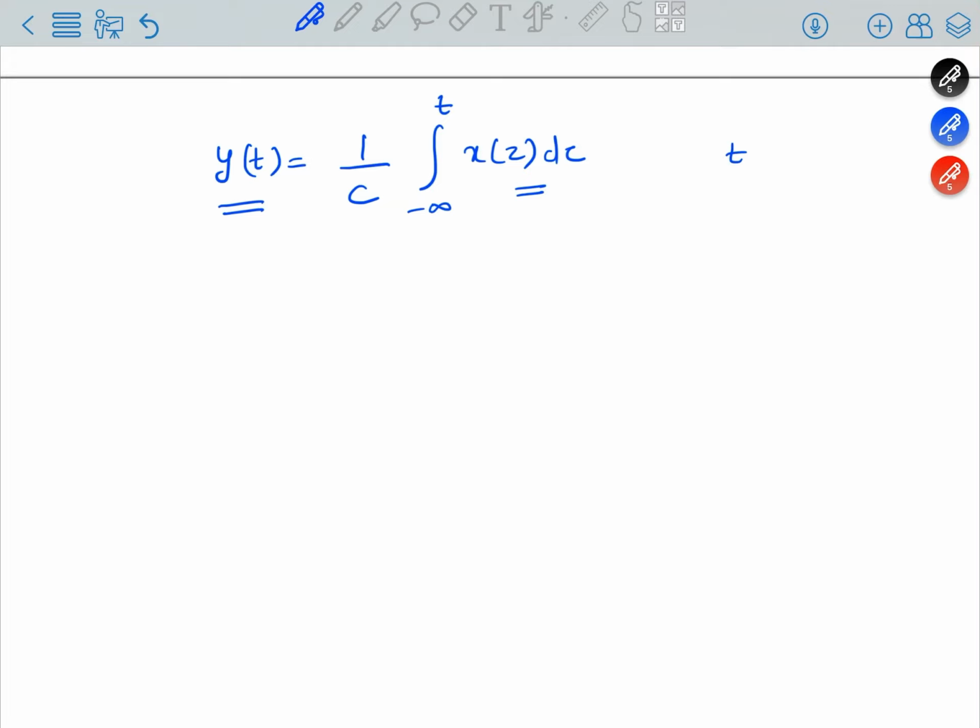Roughly speaking, the concept of memory in a system corresponds to the presence of a mechanism in the system that retains or stores information about input values, and those input values are stored at a time which is different from the current time. Here the times are before the present value t. So this is the notion of systems with and without memory. Next we will see system invertibility and inverse systems.